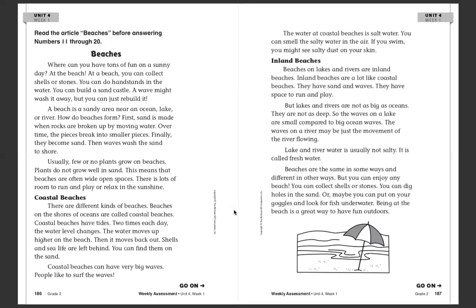So make sure you're finishing up your Venn diagram. There were lots of signal words in there. But tells me that something is not alike. When something says a lot alike, that tells me that they do have things in common, right? So you need to go through the story again, read it one more time, and see how coastal beaches and inland beaches are the same and how they are different. Make sure you try your very best on your weekly assessment. It will be a mastery grade.